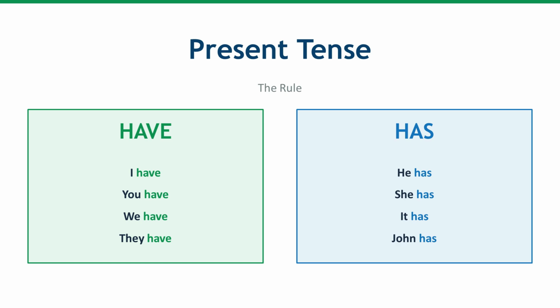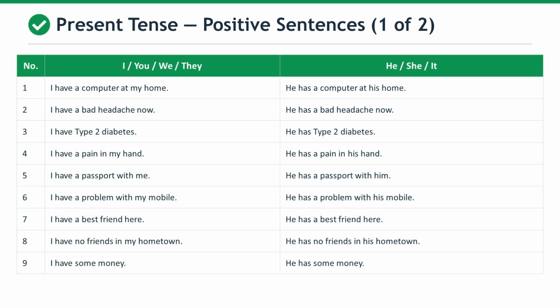Let us now see some positive sentences using have and has. Let us look at some positive sentences in the present tense. First, I have a computer at my home. When we talk about he or she, we say, he has a computer at his home. Next, I have a bad headache now. For he, it becomes he has a bad headache now. I have type 2 diabetes. For he has type 2 diabetes. I have a pain in my hand. For he has a pain in his hand.